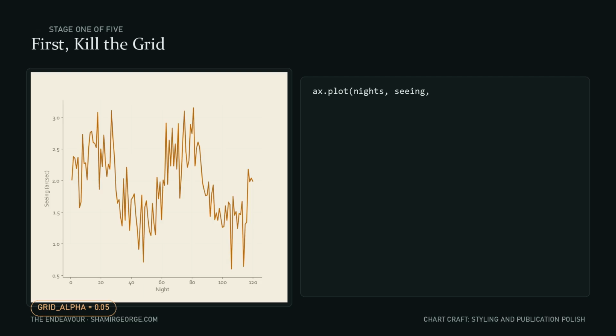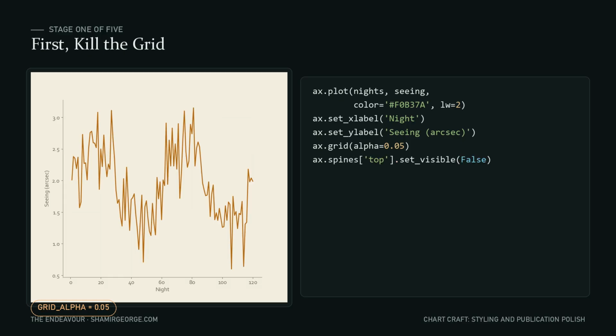Move 1, the grid. Matplotlib defaults to nothing, so a beginner overcorrects and cranks it up trying to add structure. Watch alpha climb toward 1, and there it is, the seeing line disappears behind its own scaffolding. Now watch it fall to 12% instead. The curve is still anchored to the axis, but it stops competing. That's the whole trick. Grid lines should support the eye, never argue with it.